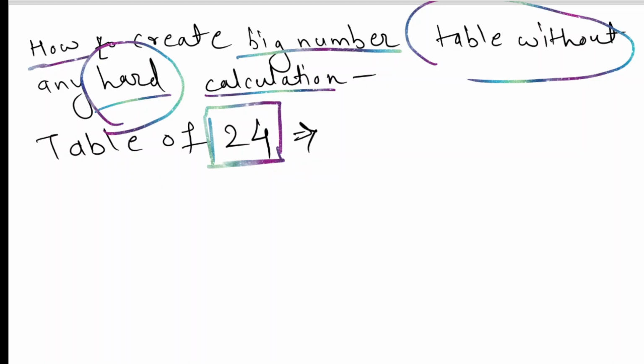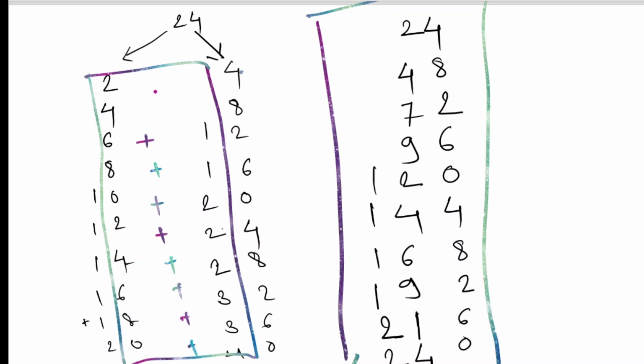For the table of 24, we just need the table of 2 and the table of 4, which are very easy because tables from 1 to 10 we learn in our first standard only. So we just write here the table of 2 and 4. So 2 ones are 2, 2 twos are 4, 2 threes are 6, and so on.